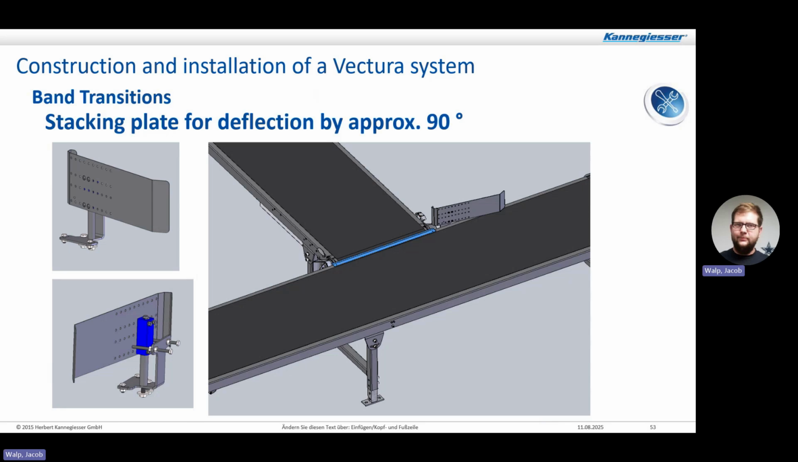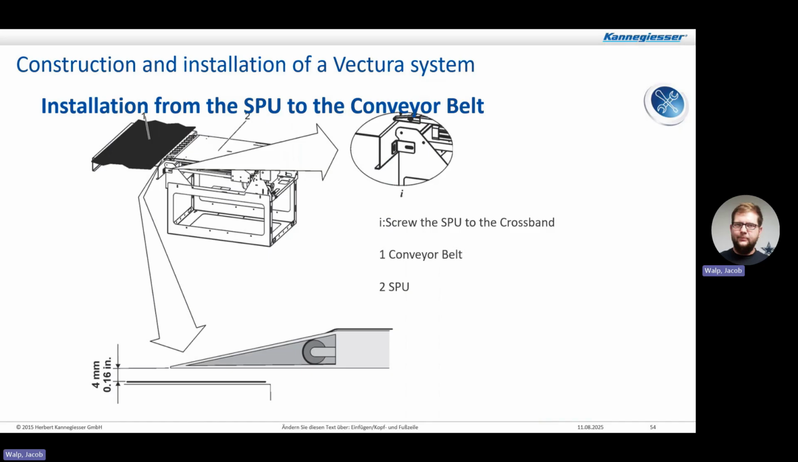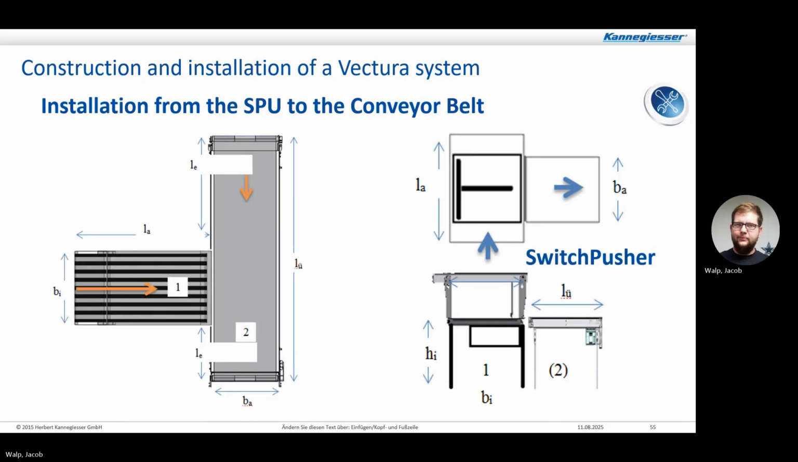It connects to the bottom and sits there on the side. Installation of the SPU to the conveyor belt. Coming up to the conveyor, you'll have a little bracket on the SPU that you connect to, and you should have no closer than 4 millimeter distance between the SPU and the conveyor. They're showing installation of the SPU. Then on the right, showing a pusher installation.